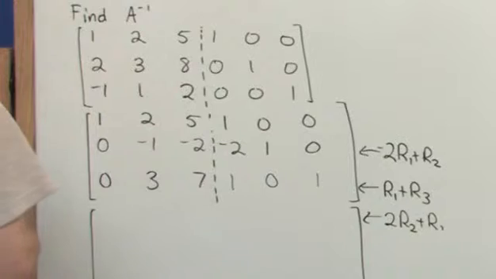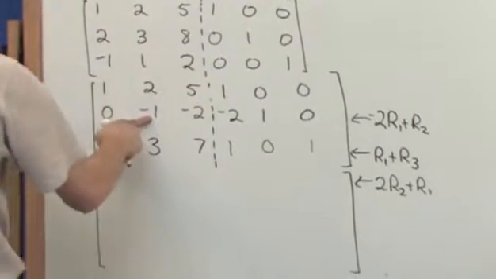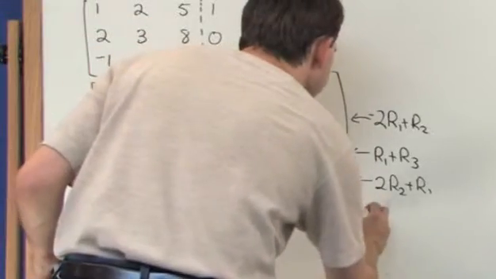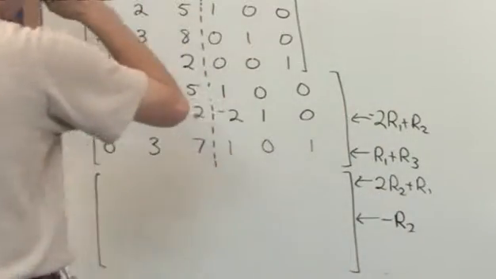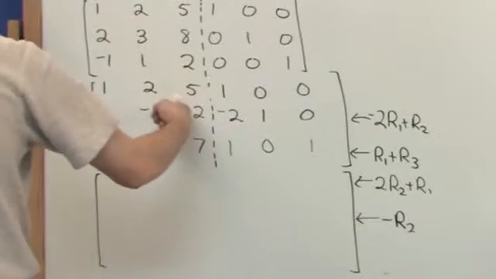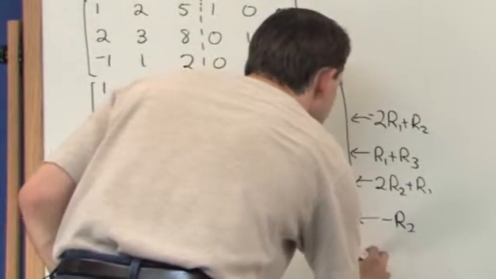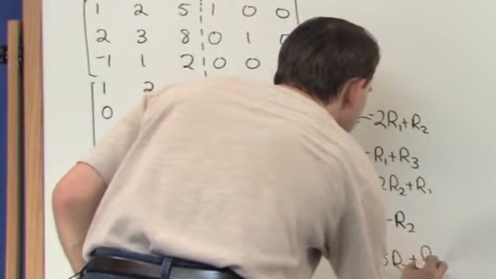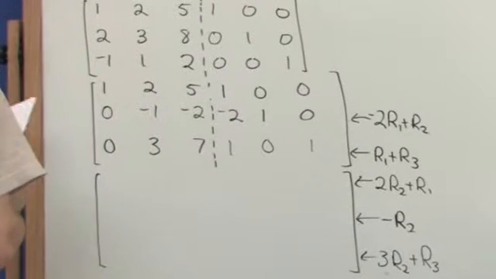Now for the second row, how do I change this to a positive 1? All I have to do is multiply the whole row by negative 1, that's going to give me a 1. So this row here is going to be negative row 2. Just take the negative of it. How do I change this to a 0? Well, the easiest way is to take this, multiply by 3, and add it down here. It's going to be 3 times row 2 plus row 3. Doing that there. So let's go ahead and do it step by step.